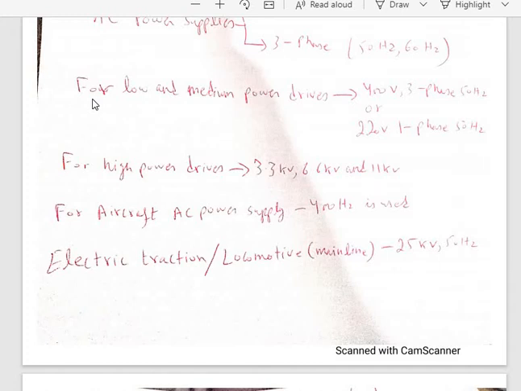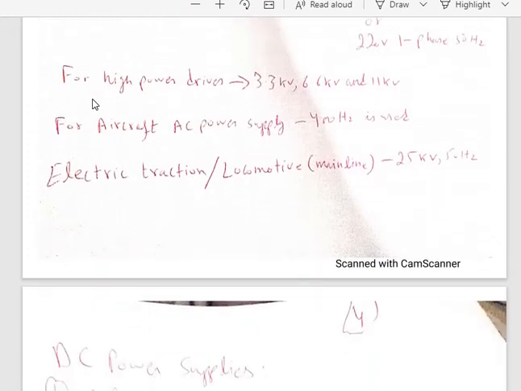I will just let you know that we will use electric traction for electric vehicles and for the electric locomotives, and what purpose they are there for, we will be discussing in the coming lectures. But yes, as I told you, their applications are in electric vehicles and in electric trains.